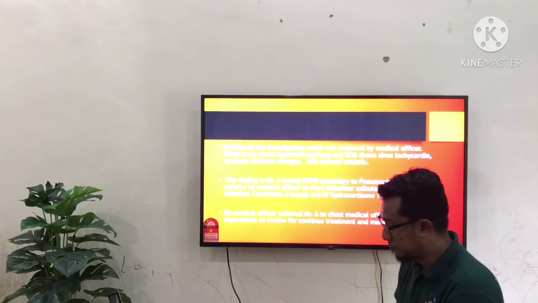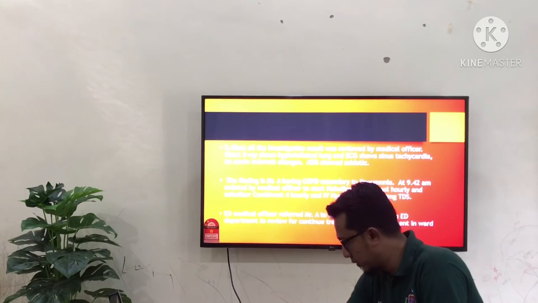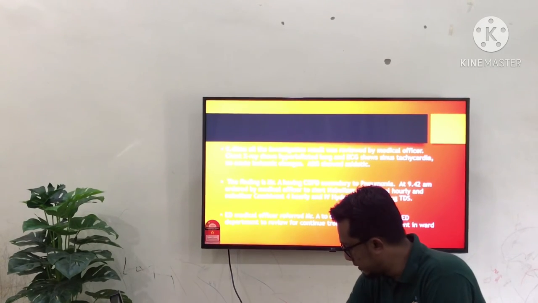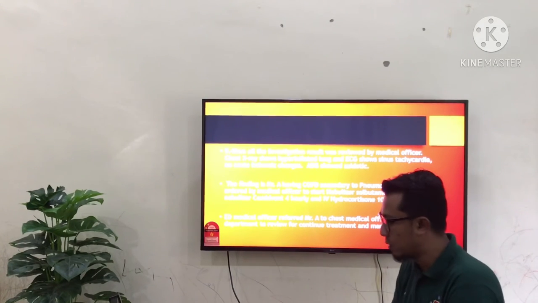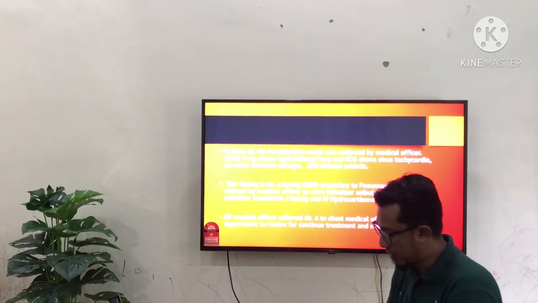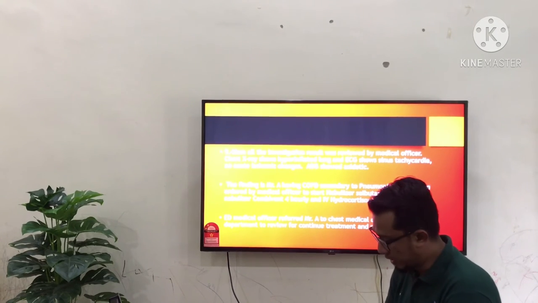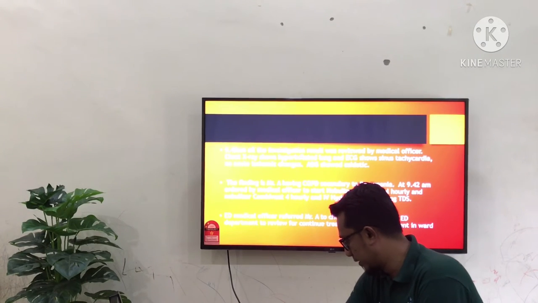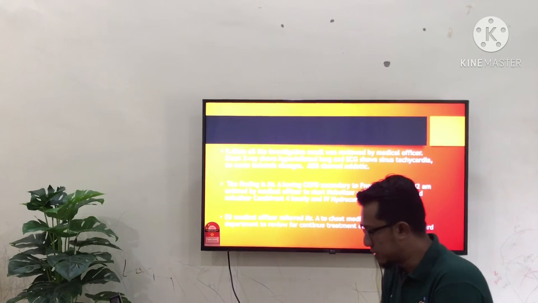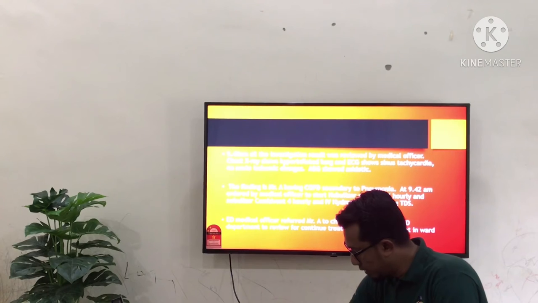Chest X-ray shows hyperinflated lungs, and ECG shows sinus tachycardia. No acute ischemic changes. ABG shows acidotic. The finding is Mr. A having COPD secondary to pneumonia. At 9:42 AM, ordered by medical officers to start nebulizer salbutamol hourly and nebulizer combivent 4 hourly and IV hydrocortisone 100 mg TDS. ED medical officer refer Mr. A to chest medical officer, dan refer kat chest, to review for continued treatment and management in ward.